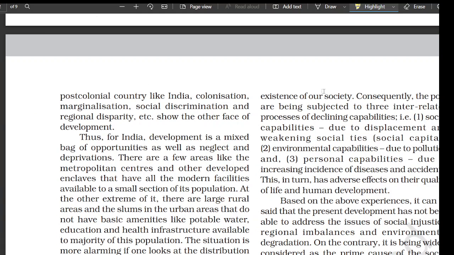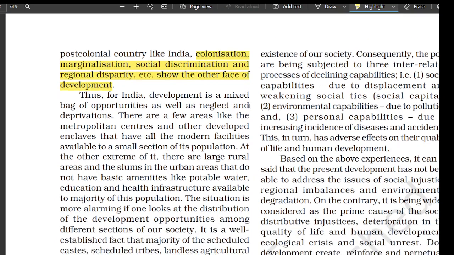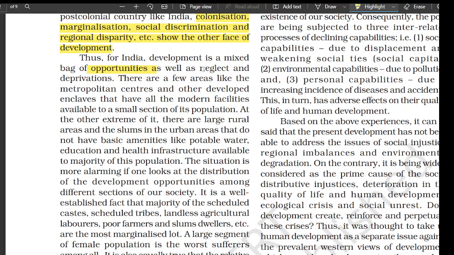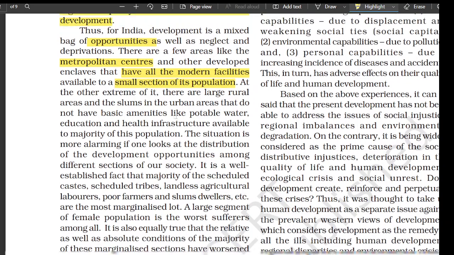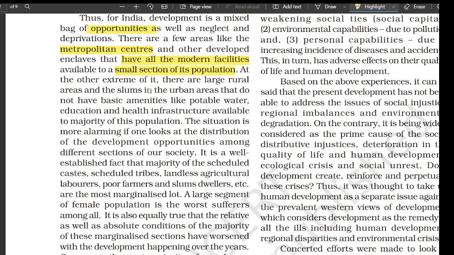For a post colonial country like India, colonization, marginalization, social discrimination, and regional disparity, etc., show the other face of development. Thus, for India, development is a mixed bag of opportunities as well as neglect and deprivations. There are a few areas like the metropolitan centers and other developed enclaves that have all the modern facilities available to a small section of its population. At the other extreme, there are large rural areas and the slums in the urban areas that do not have basic amenities like potable water, education, and health infrastructure available to the majority of this population.